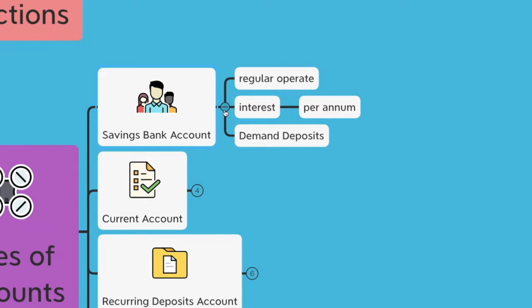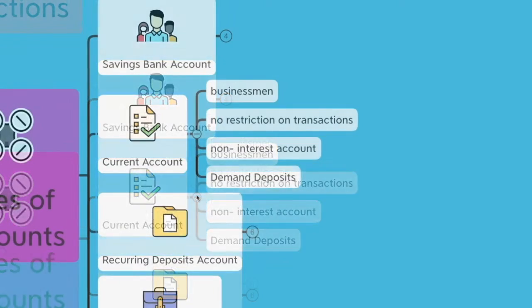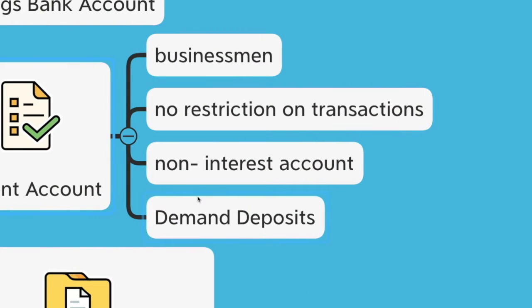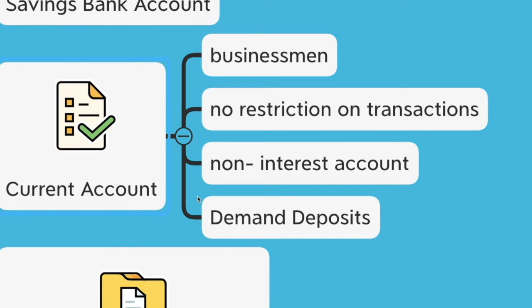Second one is a current account. Now this is offered basically to businessmen, and there is no restriction on transactions. You can do as many transactions as possible, no issues. The key factor is there is no interest paid by the bank to the customer. That's why it's called a non-interest deposit. This also falls into the category of demand deposits. So basically a businessman can just do as many transactions as possible. There are absolutely no restrictions on that as long as there is money in the account.